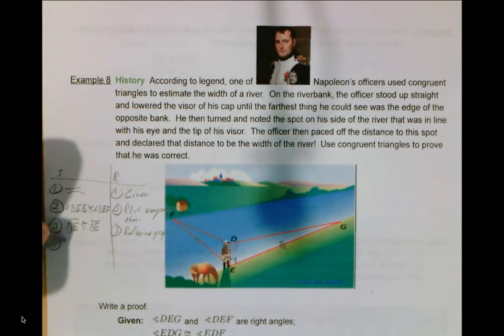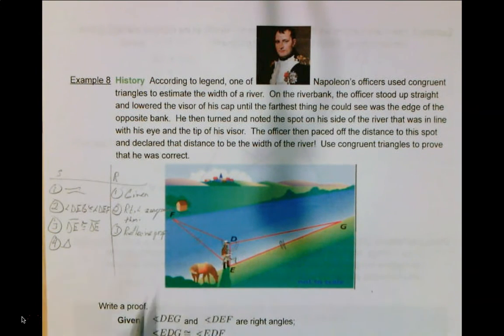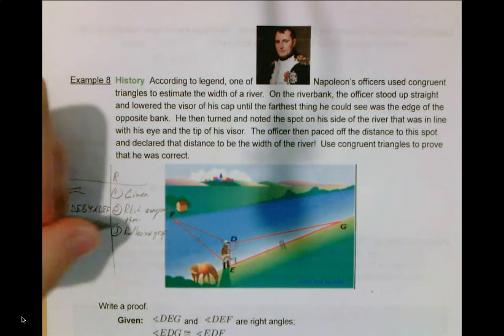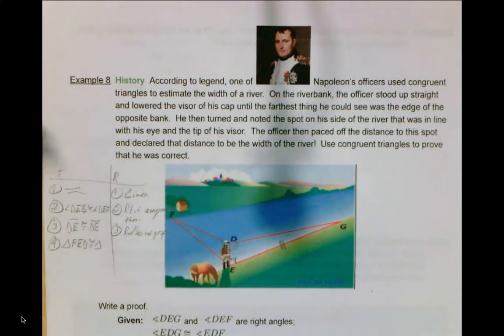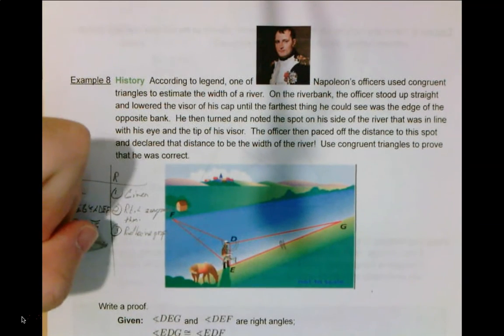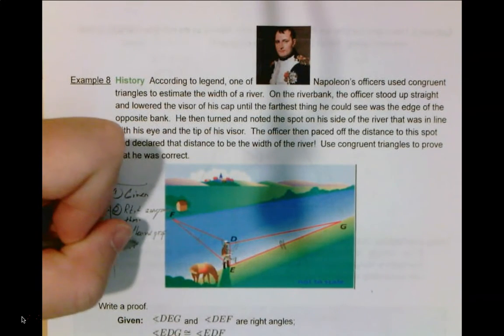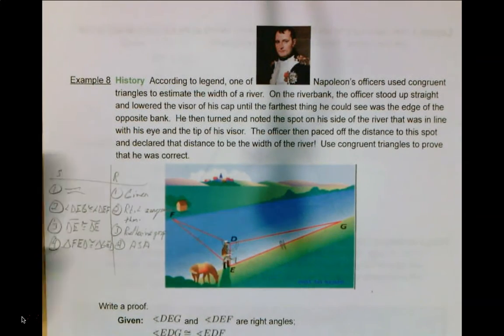Statement 4, triangle FED is congruent to triangle GED. Statement 4, that was angle, side, angle.